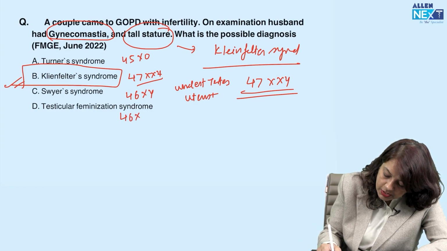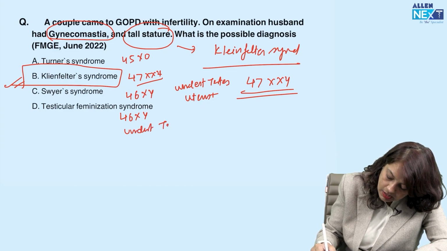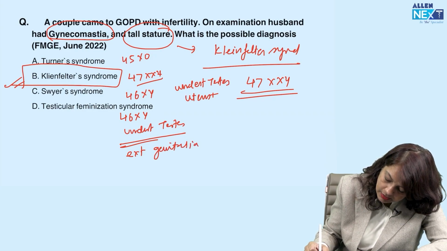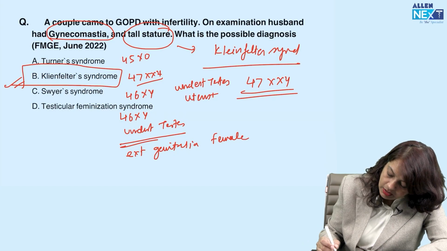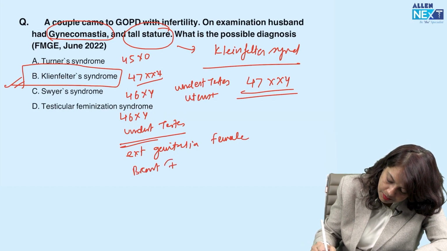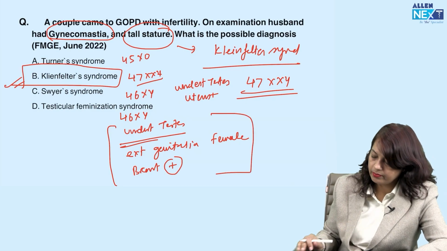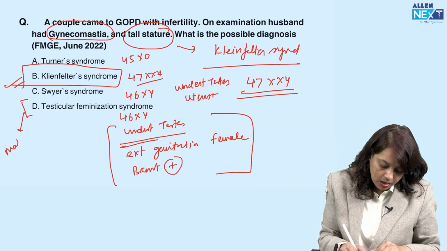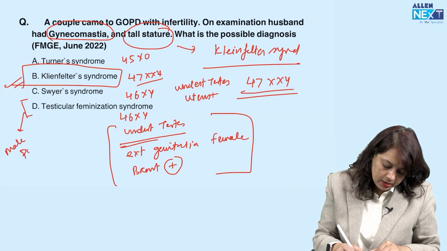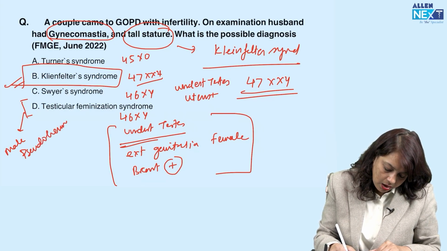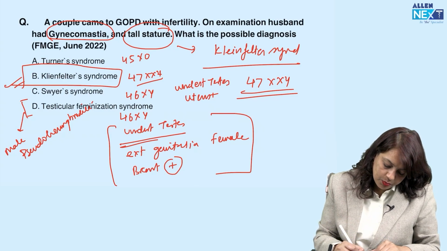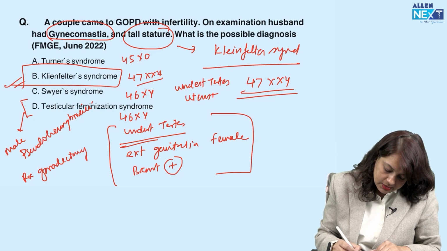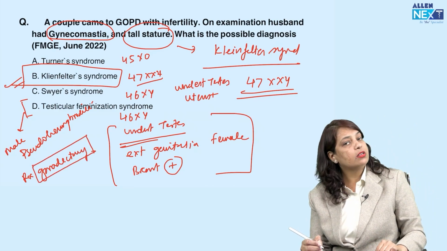Testicular feminization is 46XY. There is undescended testis, but external genitalia is female and there is breast development present. Fine. So, Swyer syndrome and testicular feminization syndrome are the examples of male pseudohermaphrodite. And in both cases, the treatment is gonadectomy because undescended testis is a risk factor for testicular tumors.